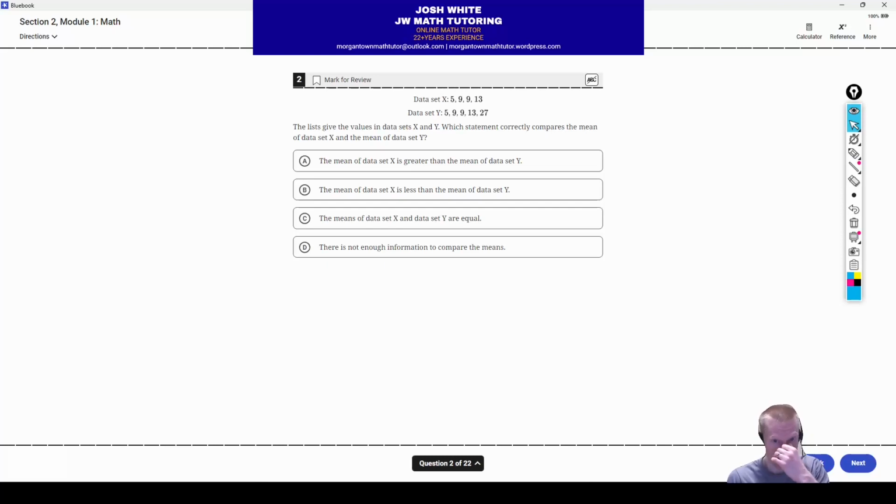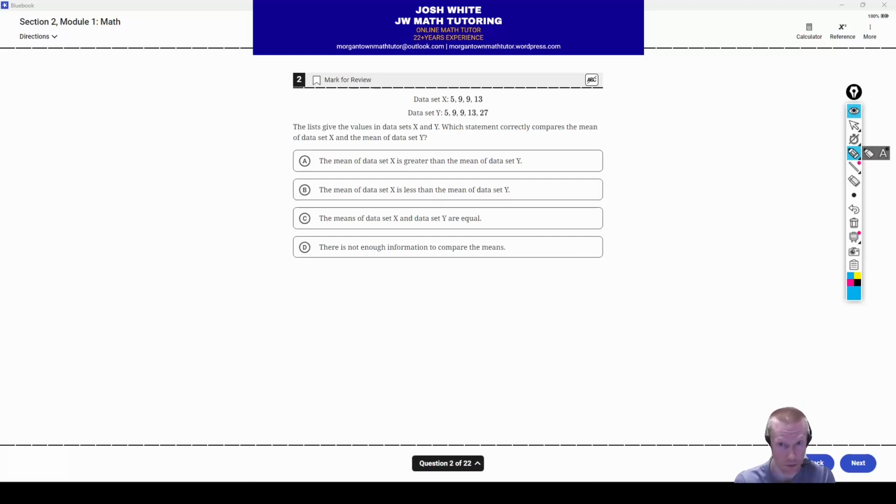All right, here we have 2 data sets. They look very similar, except y has one more value. Notice that also the extra value in y is much larger than any of the existing 4 values that are in both x and y. So how would you compare the mean between x and y?